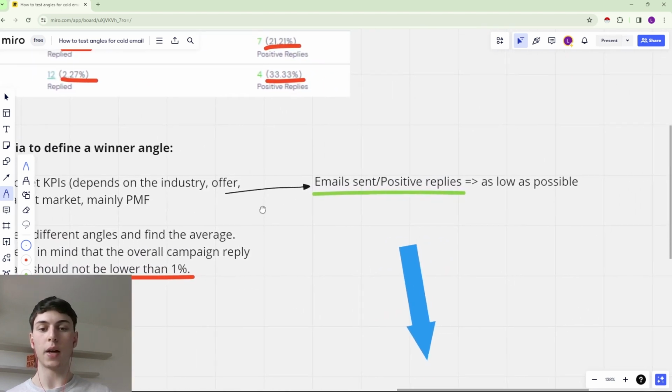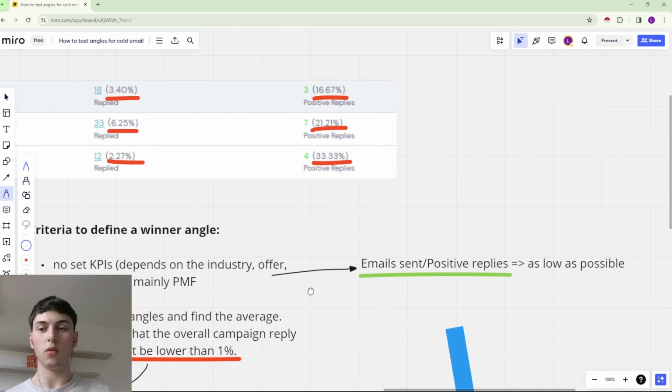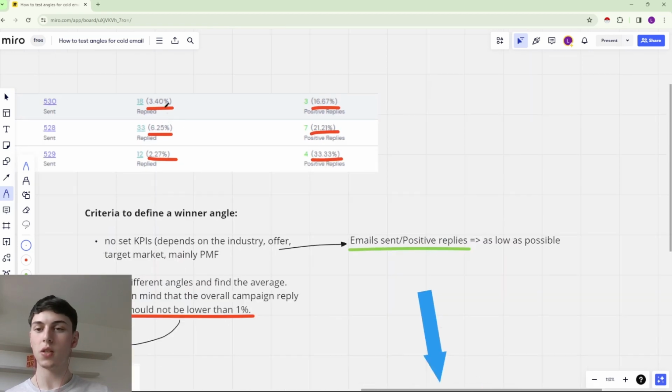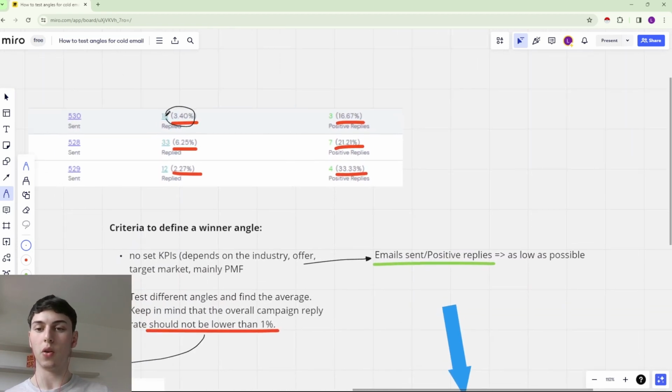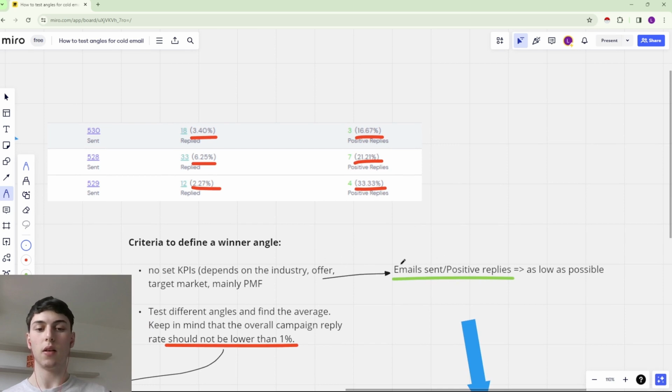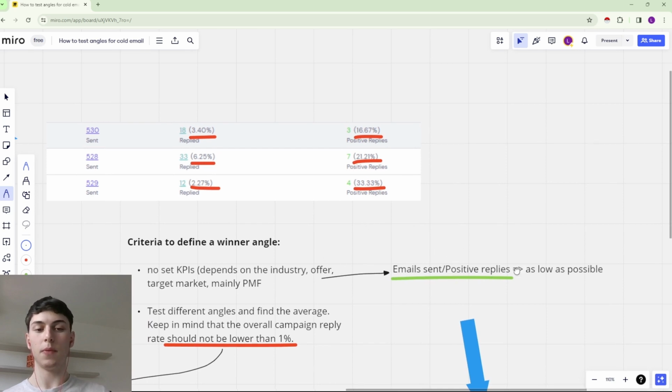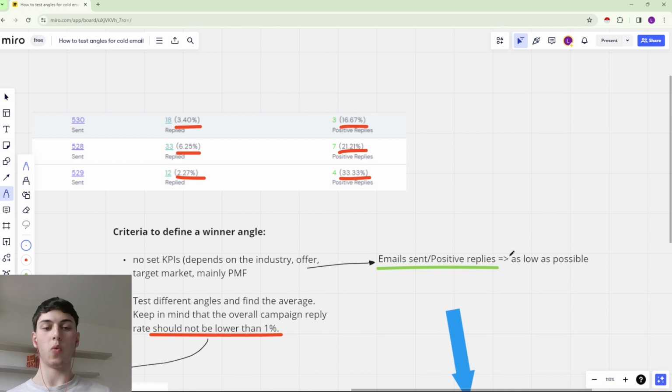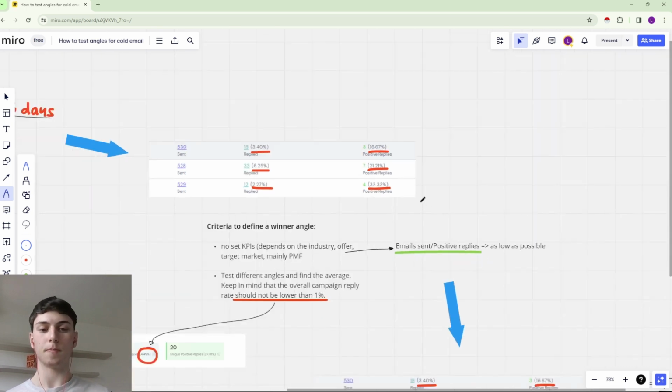Now to do that, don't consider the reply rate only or the positive reply rate only. You want to consider emails sent over positive replies. So divide the emails sent by the positive replies, and you will get a number, and you want it to be as low as possible.